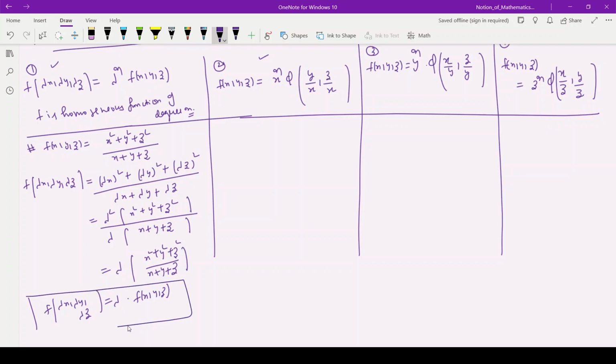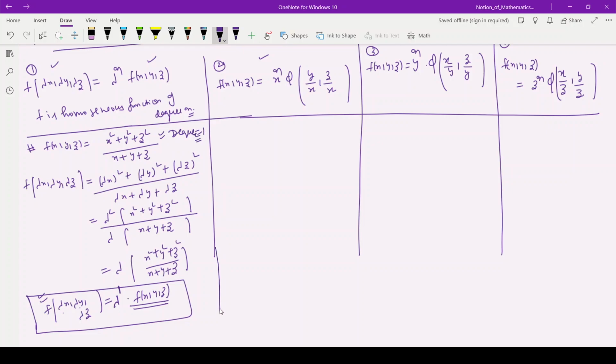If you observe, this function of lambda x, lambda y, lambda z is equal to lambda to the power 1, where degree is 1, into the original function, which is fulfilling this criteria. So I will say yes, the given function is a homogeneous function with degree equal to 1.